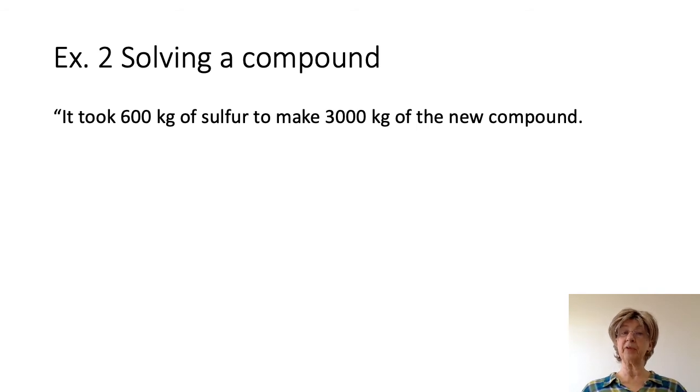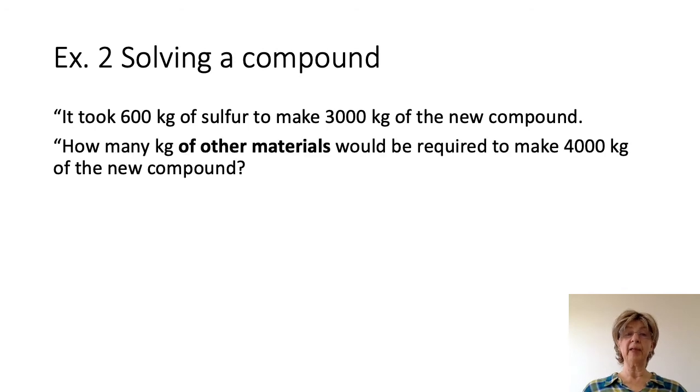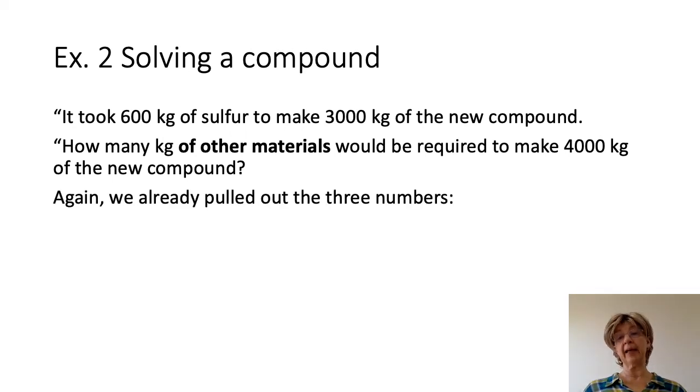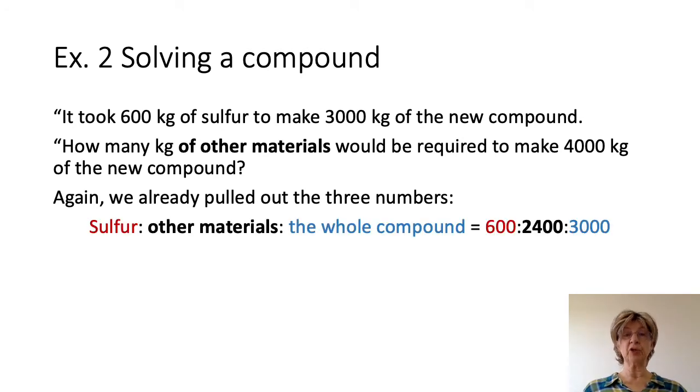Let's do example number 2, solving a compound. It took 600 kilograms of sulfur to make 3,000 kilograms of the new compound. How many kilograms of other materials would be required to make 4,000 kilograms of the new compound? Again, we already pulled out the three numbers. Sulfur to other materials to the whole compound equals 600 to 2,400 to 3,000.